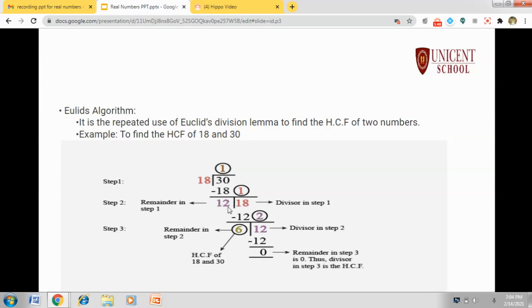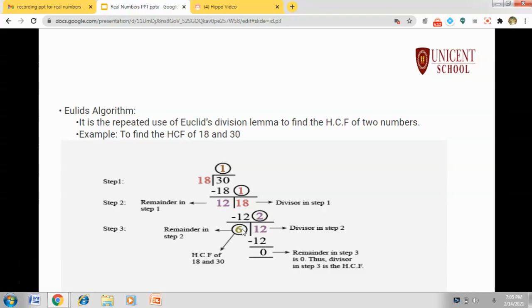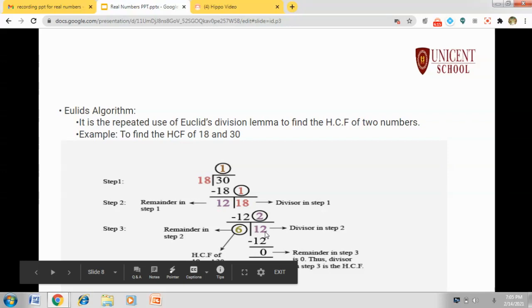So we will repeat this division, taking the divisor as the dividend and the remainder as the divisor. Again normal division: 12 ones are 12, and 18 minus 12 is 6. Again the remainder 6 is not equal to 0, so we will repeat the division lemma again. 12 becomes the dividend, 6 becomes the divisor. 6 into 2 is 12, and 12 minus 12 is 0. Here we got the remainder as 0. So our HCF is 6.